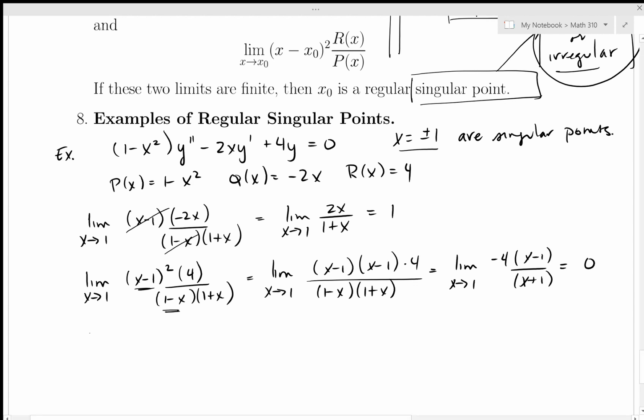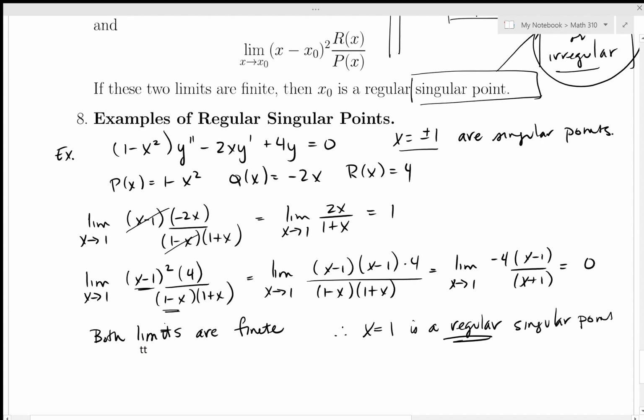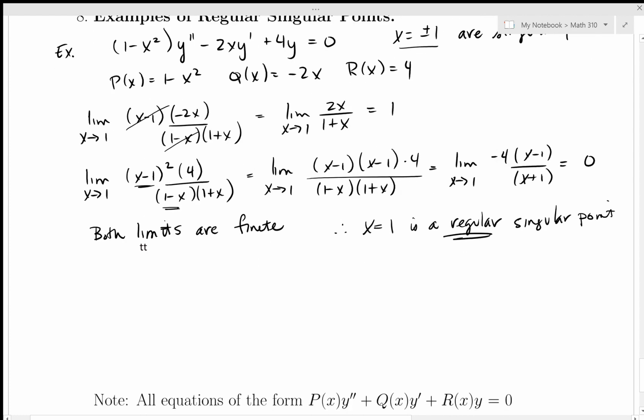So that's what I'm noticing. Both limits are finite. Therefore, x equals 1 is a regular singular point. In some sense, it's not too bad. We can deal with this one.